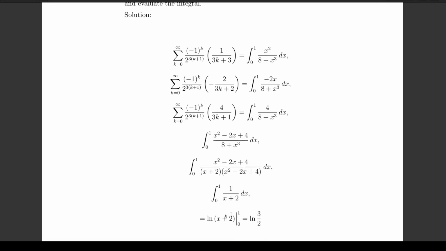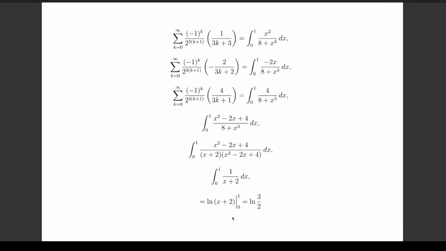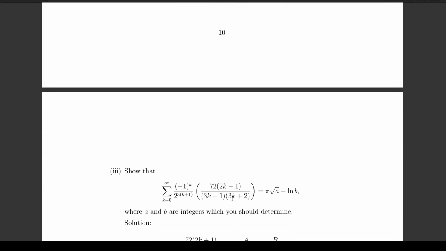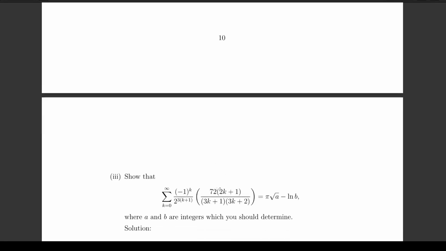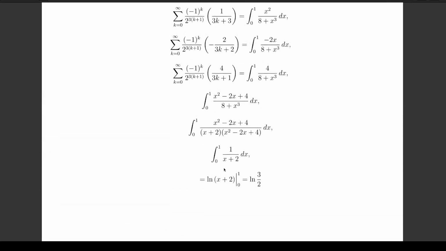And when we get this, we just need to evaluate this integral, which is not too bad. That gives us this. Yep, the next part we have, show that this is equal to this. So we just need to use the same idea as we did before, right? We need to get this into the form of this, right?